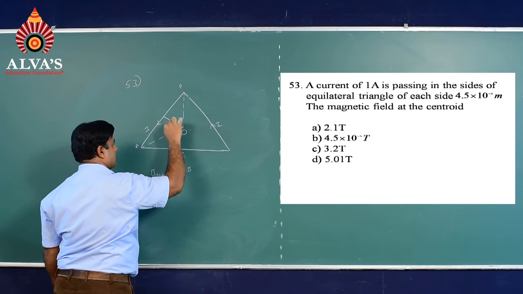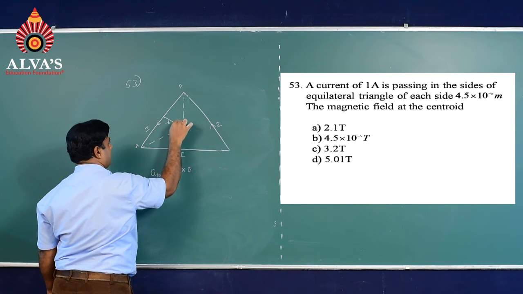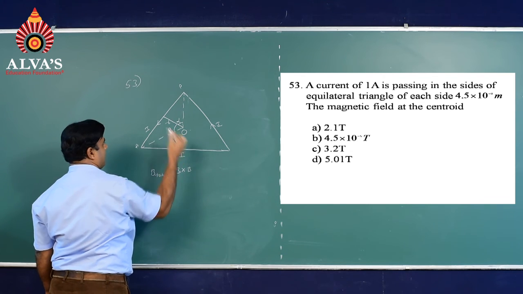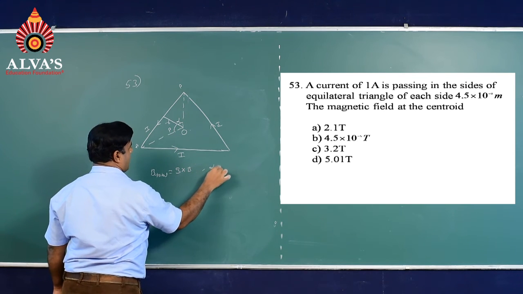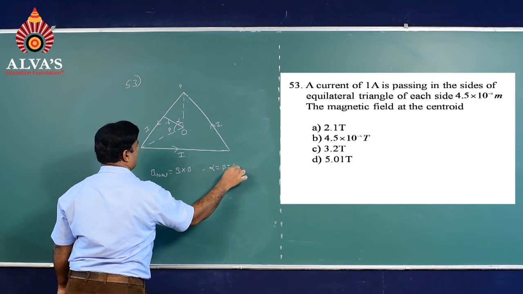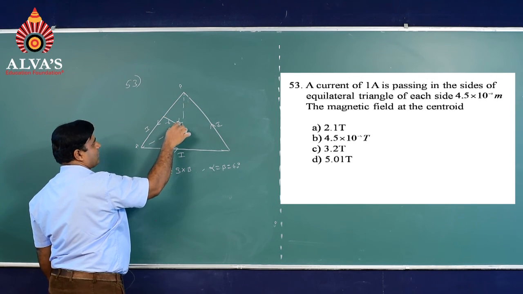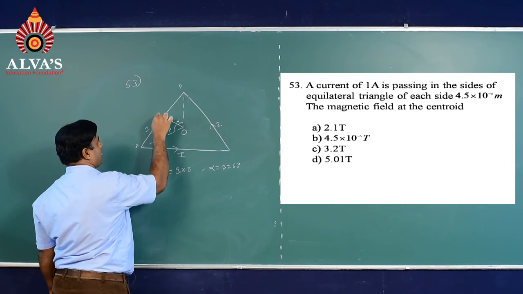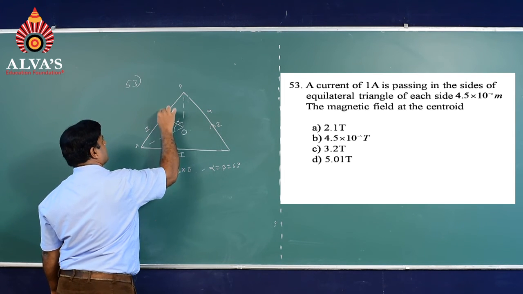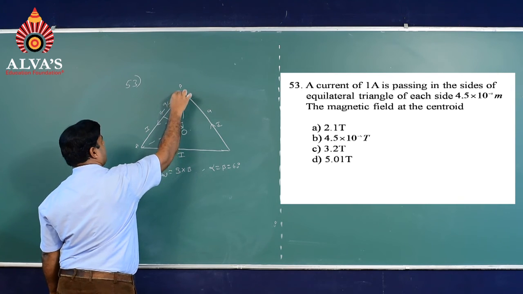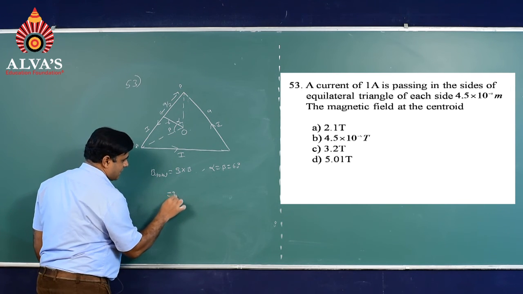This is the distance R. If I take this as alpha, this should be beta. Both alpha and beta are equal to 60. This is 60, 30, 90, which implies this should be equal to 60 degrees. If the side is equal to A, this is equal to A by 2. Therefore, this is 3 times.